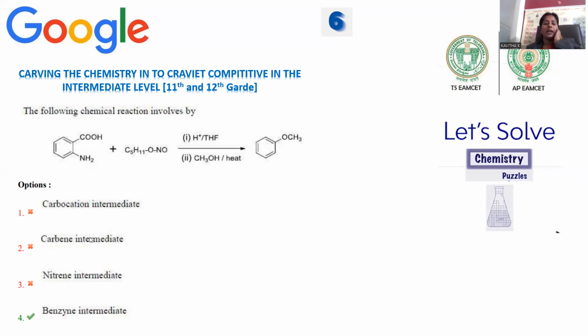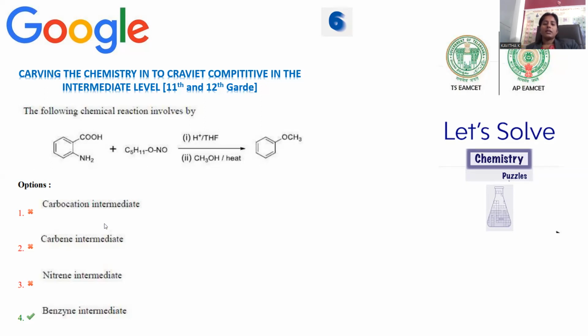When this compound is added, there is decarboxylation followed by deamination, which gives rise to benzyne. Benzyne is a typical intermediate in organic chemistry for various compound syntheses. H plus and THF will be added. H plus is the kind of electrophile added on the benzyne, and subsequently methanol will be added, so that we will get this product called OCH3 benzene. Methoxybenzene is called anisole, right?